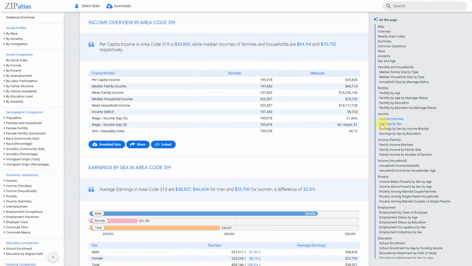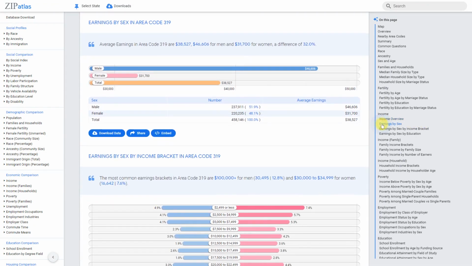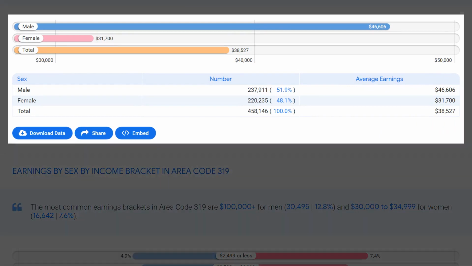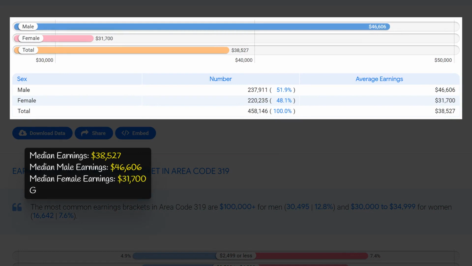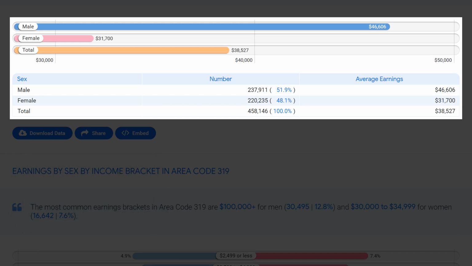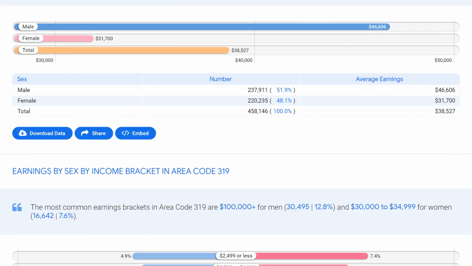In area code 319, Iowa, the median earnings for individuals is $38,527. However, there is a significant income gap between genders, with males earning $46,606 compared to females earning only $31,700. This difference results in a wage gap of 31.9%, highlighting the systemic inequalities and disparities that continue to persist in the workforce. While there may have been some progress in closing the gap, there is still a long way to go in achieving true gender pay equality in this area.